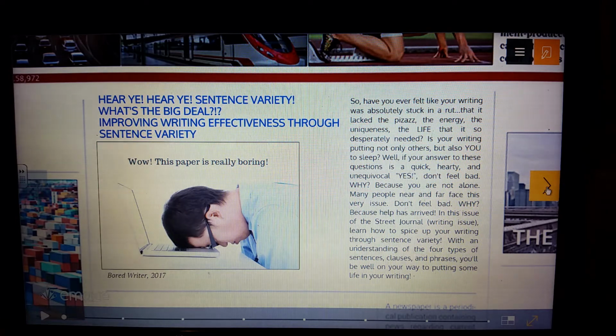Hear ye, sentence variety. What's the big deal? Improving writing effectiveness through sentence variety.